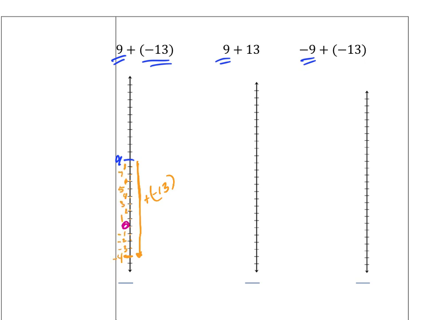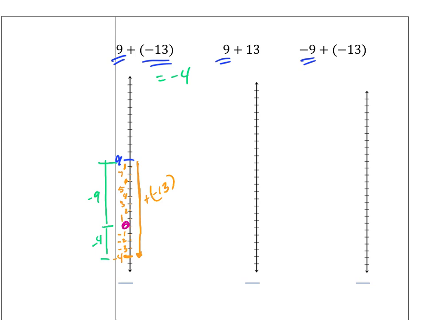So if it's 9 away from 0, sometimes it's good to just look at this and understand that if you're 9 away from 0 and you're going down 13, how much more do you have to go? And we're going to go down 4 more because we went down 9, we go down 4 more, we're going down 13. So we land at negative 4.